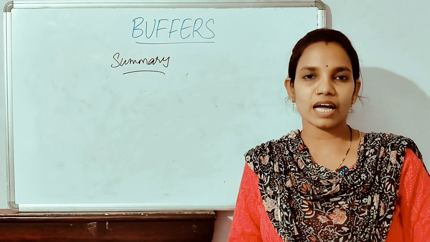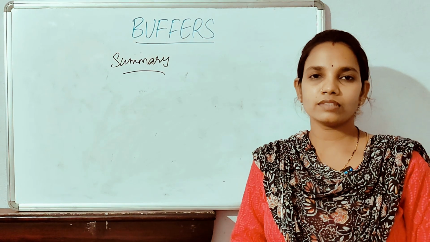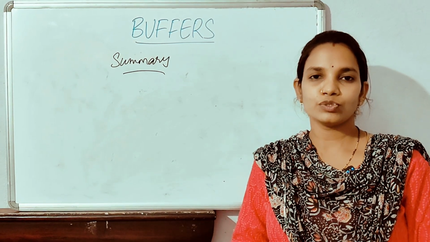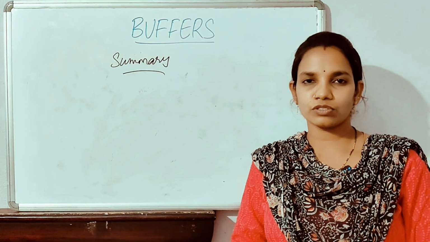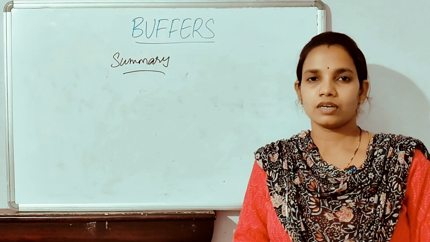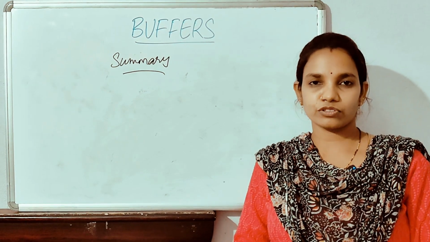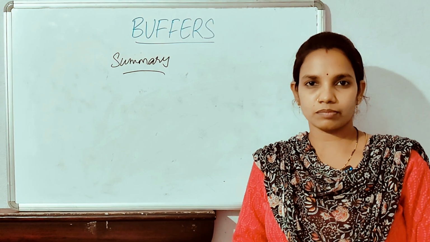Let's quickly revise what we have learned under buffers. We have studied that buffers are the ones that resist changes in pH using weak acid or weak base pairs. And we have studied even the components of buffers. In that, we have taken the example of an acetic acid buffer. And we have also studied the importance of buffers. And finally, what will happen if buffers are not present.